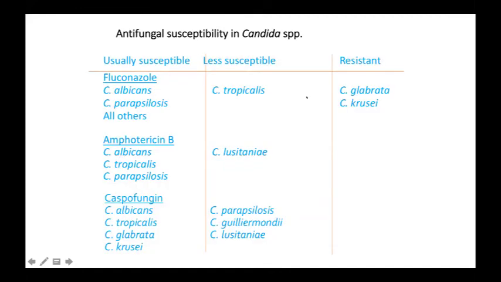So if you look at antifungals that are available to treat the Candida species, what we need to remember is that for the azoles, especially fluconazole, Candida glabrata and Candida krusei are resistant. So if you have a patient who has grown either Candida glabrata or krusei, then we cannot use fluconazole. That's very important to note. The echinocandins, caspofungin has less susceptibility to parapsilosis, but it can be used for the other Candida. Amphotericin B also has less susceptibility to Candida lusitaniae.